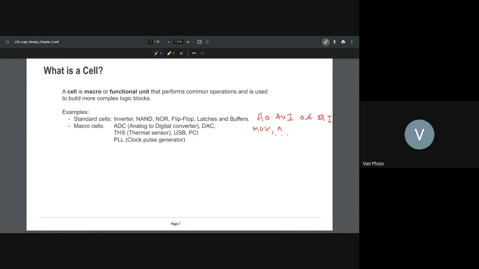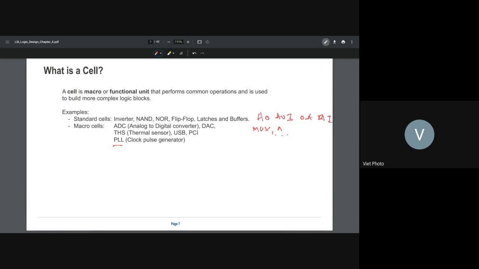Macro cells. A macro cell is a complicated cell with a complex function made simple. Like you have a PLL, you actually have those in the macro cell. Okay, to put it simply, a macro cell is a functional unit more complicated than the cell.